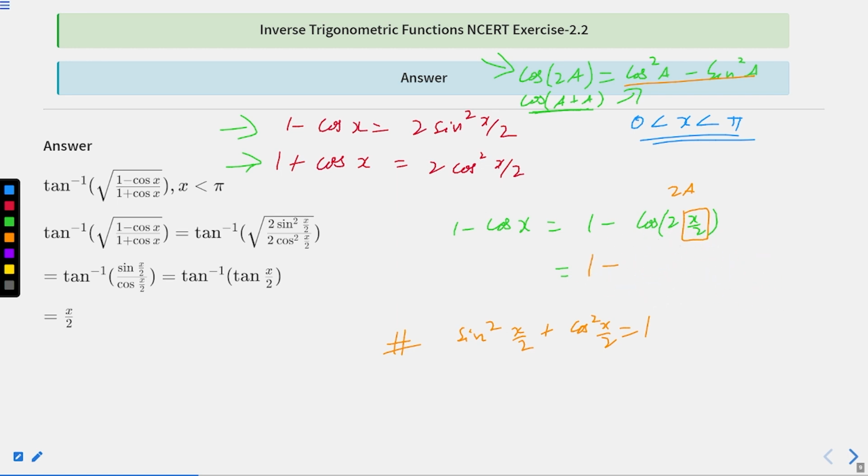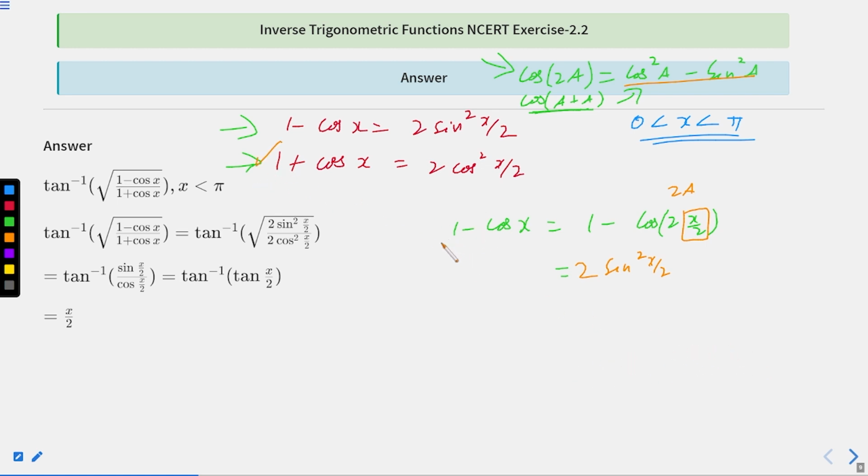The value for this will be cos square x by 2 minus sin square x by 2. Removing this minus sign, what will I be left with? This expression. Now sin square x by 2 is equal to 1 minus cos square x by 2, and we know 1 minus cos square is written over here, so I can replace it by sin square x by 2, and from this I can rewrite it as 2 times sin square x by 2. Okay. So on similar patterns or steps we can derive this.